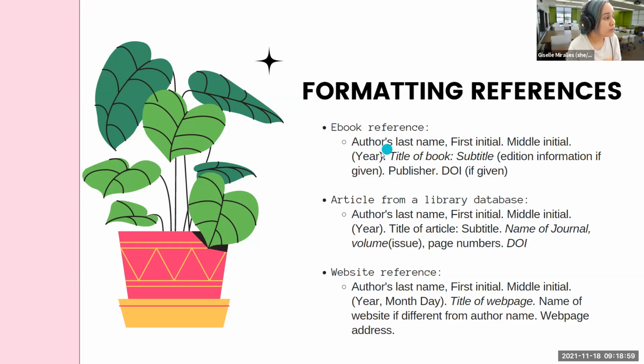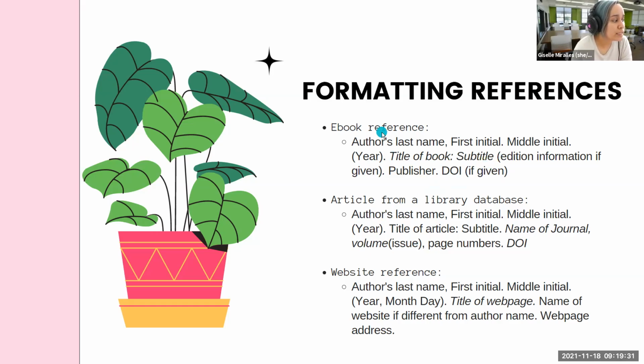For an ebook reference, you want to include the author's last name, their first initial, a middle initial, the year, the title of the book, subtitle, the edition information if it's given, and the publisher. And then at the end, you would give the DOI if it's given. If you notice, there are various types of punctuation. So make sure you're using the appropriate punctuation. Sometimes you'll need to use a comma, sometimes you'll need to use a period.